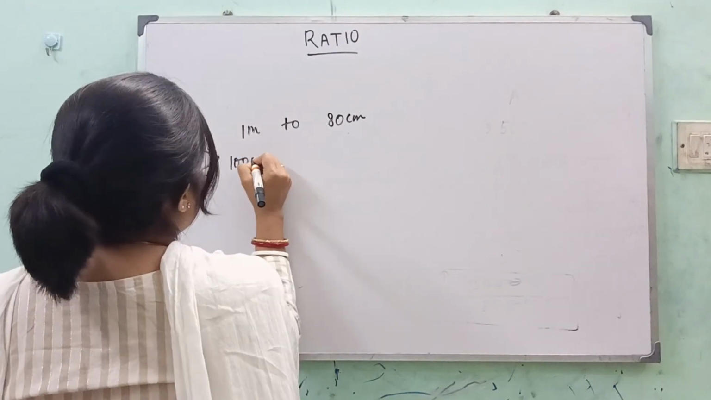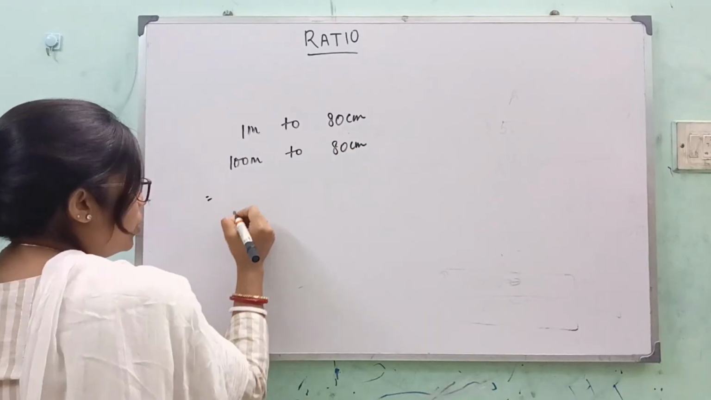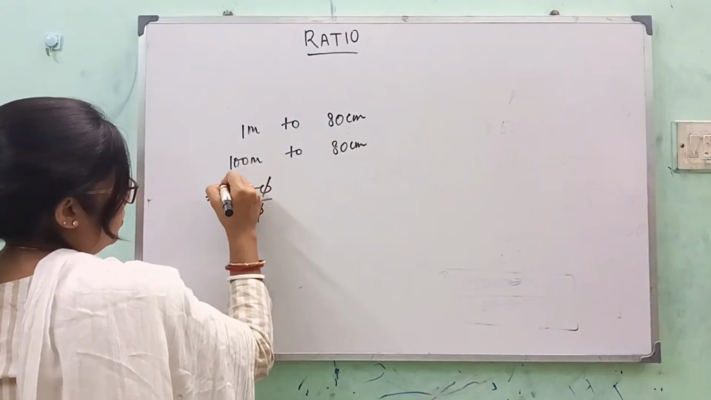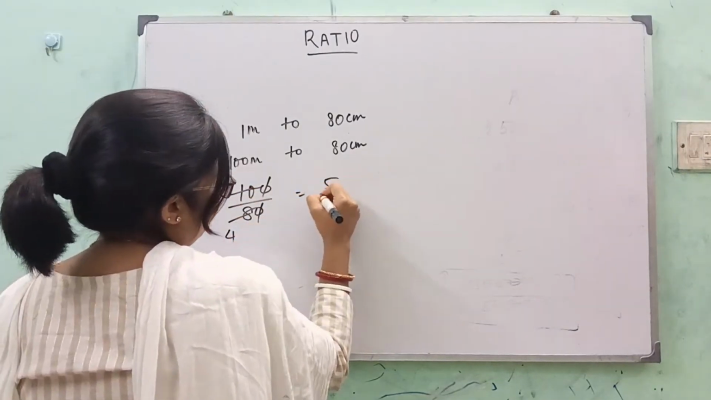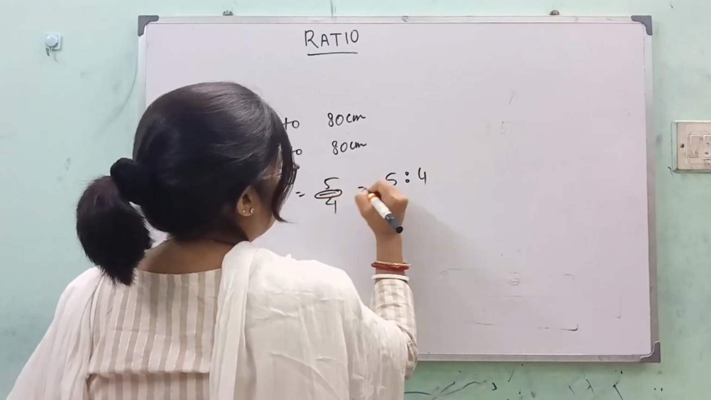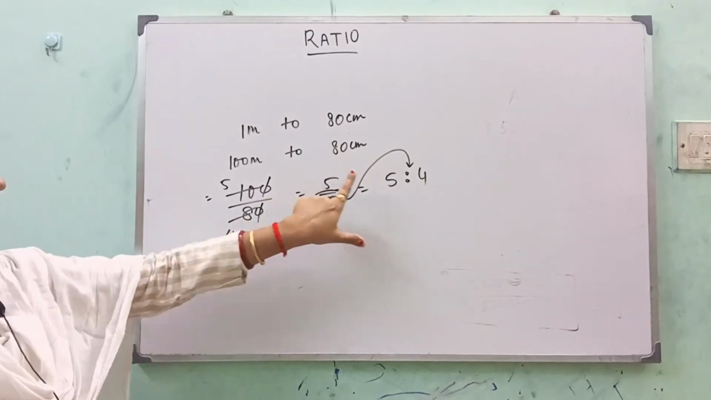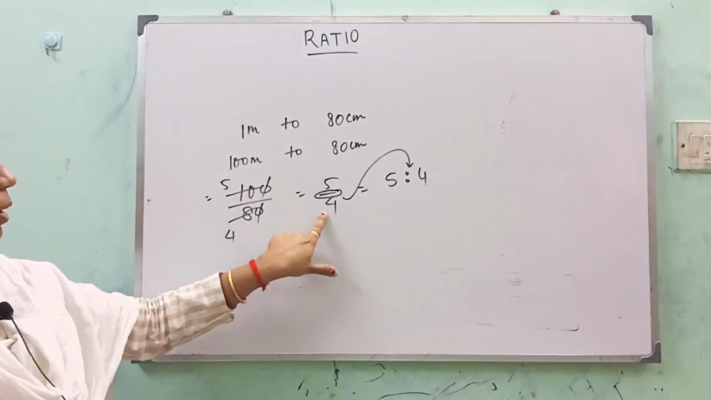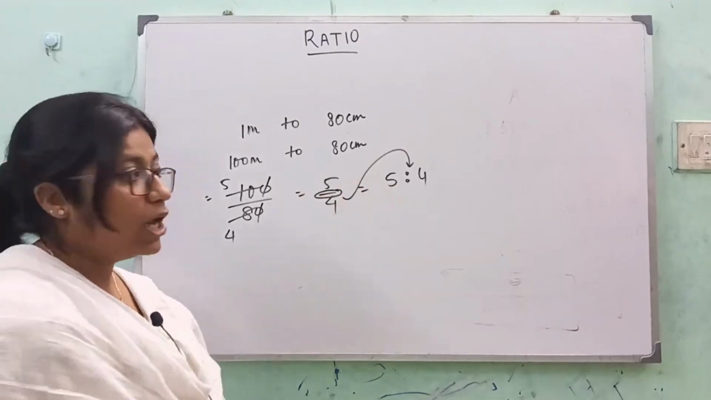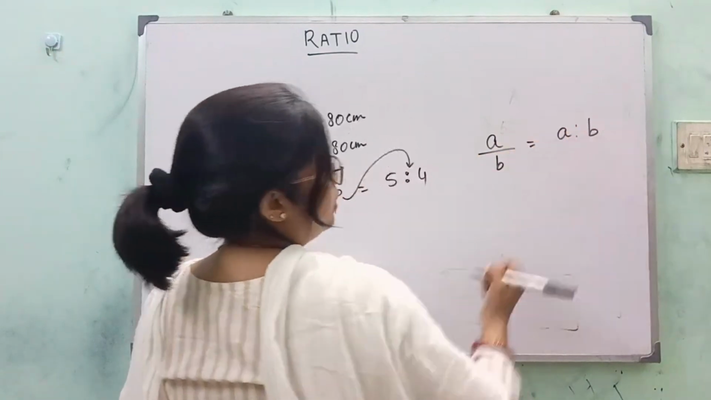So 100 meter, we are going to compare this to 80 centimeter. So how will you do it? 100 by 80, that is 5 by 4, that is equal to 5 is to 4. Remember, this "by" sign is replaced with this "is to" sign, and the numerator and the denominator take the first and second place. Numerator takes the first place, denominator takes the second place. So a ratio is actually represented this way.